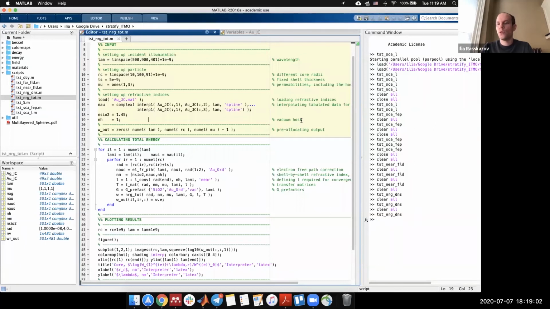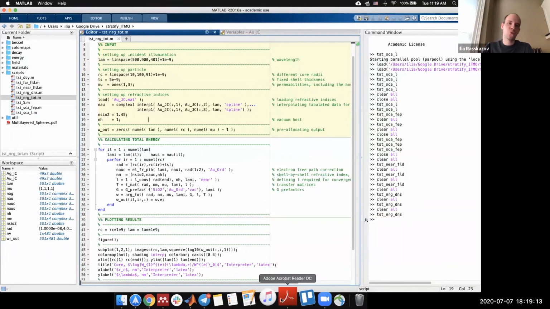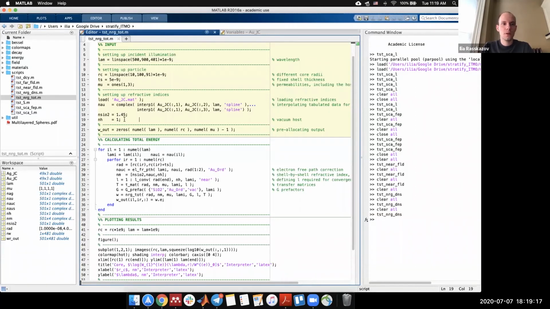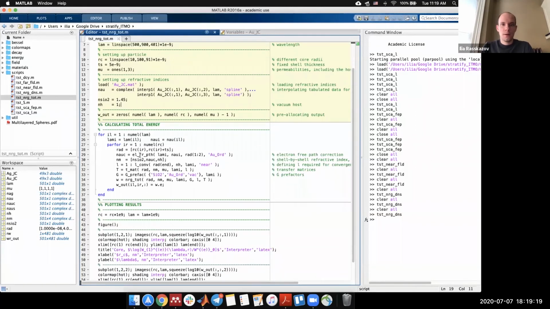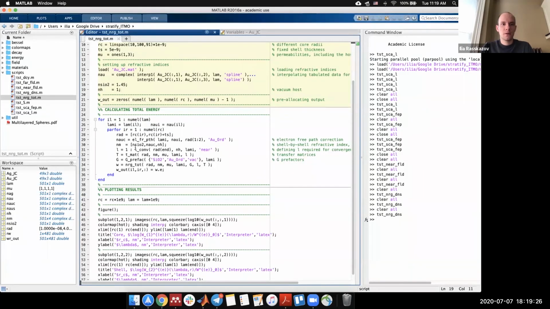Abdul Karim, no, just only one spherical particle. For multiple spherical particles, I refer you to, again, free software in the web, in the presentation. Then when I allocate refractive indices, I pre-allocate output, and then I calculate total energy.